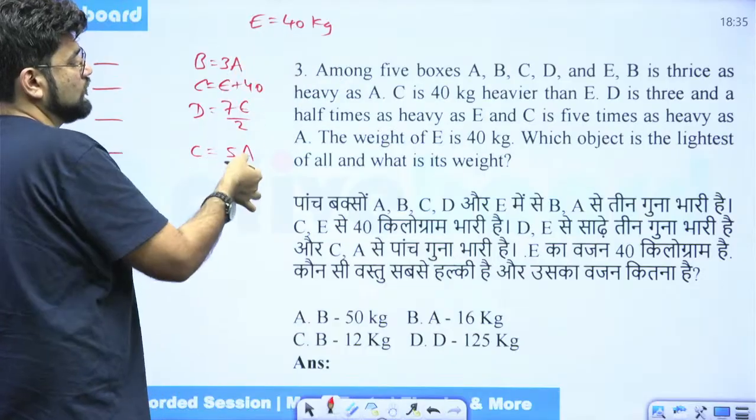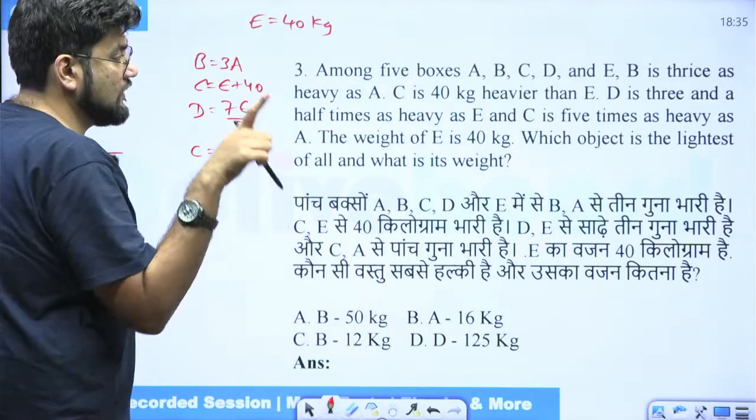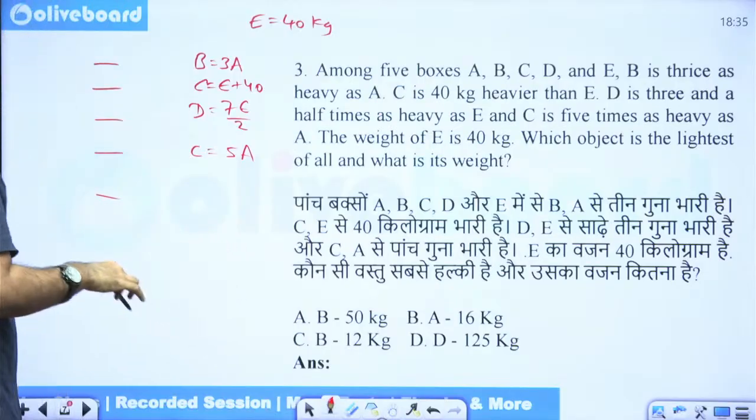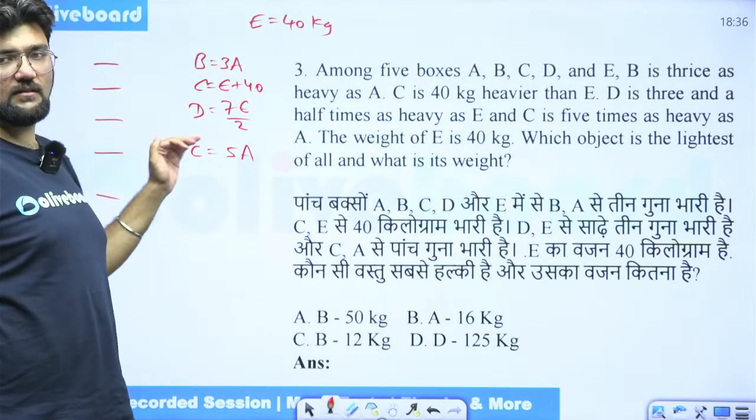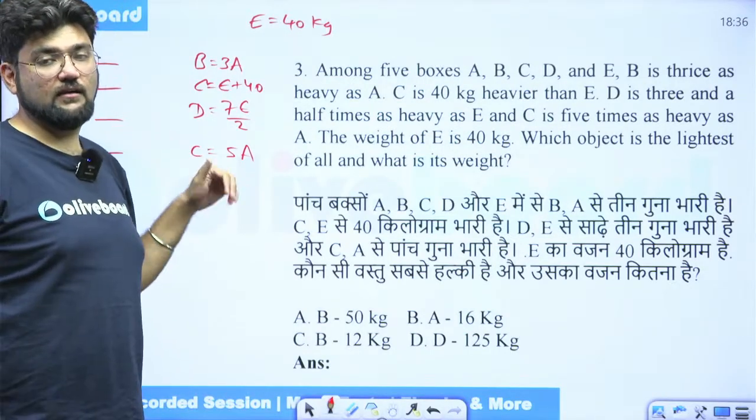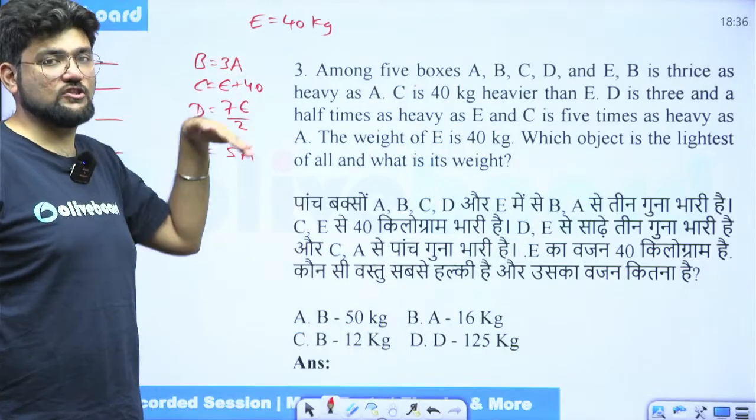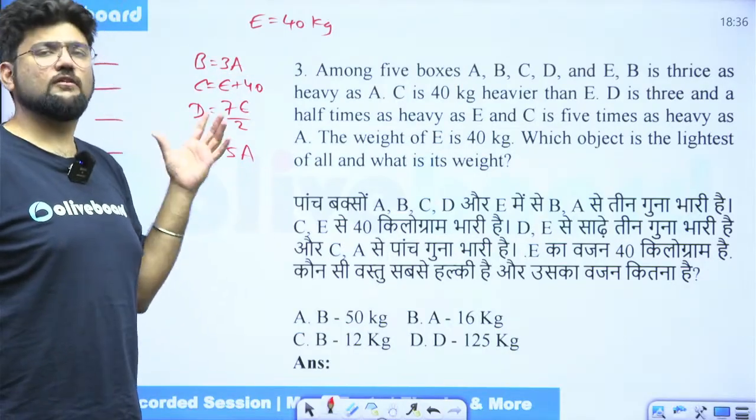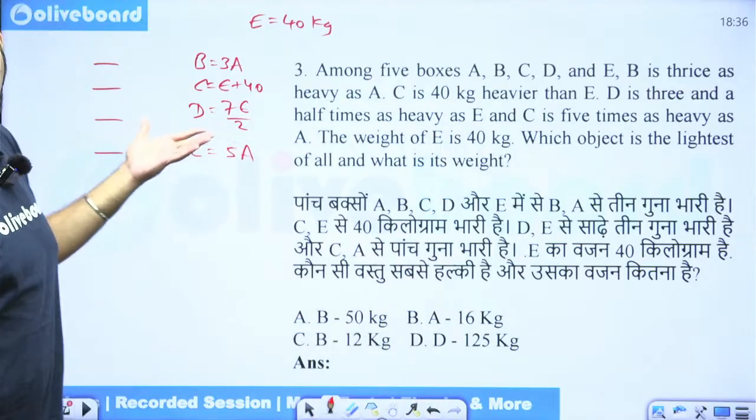Now we can quickly find out the weight of the others. What is the question? Question is which object is the lightest and what is its weight? So we'll have to calculate it. If you're good at maths, a lot of you should have ideally already figured out by writing the equations who is the lightest of them all. The weight needs to be calculated, but you already know who is the lightest.